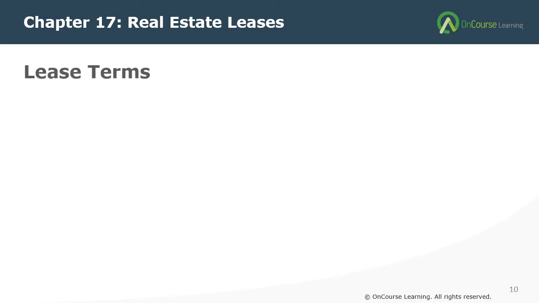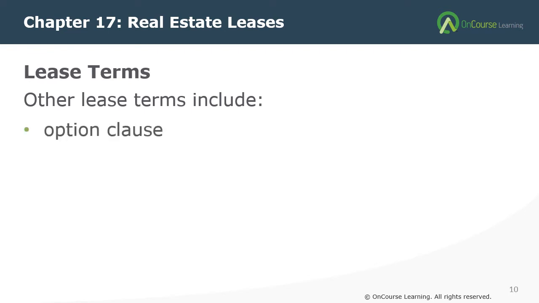Here are some other terms that typically show up in leases. One might be an option clause. An option gives the tenant the right to purchase or continue to lease the property in the future at a specific price.